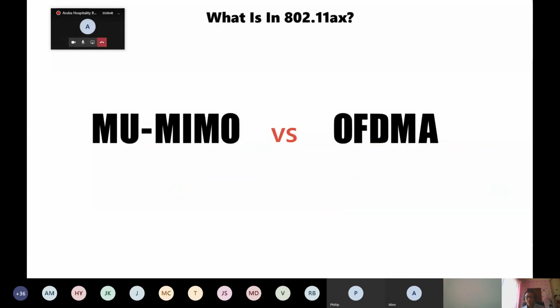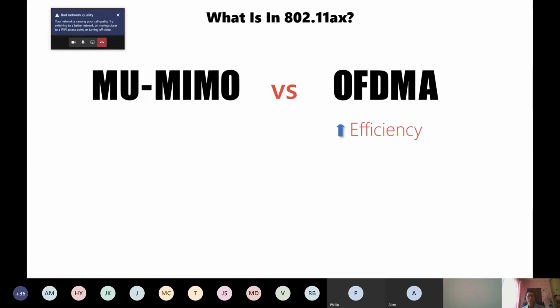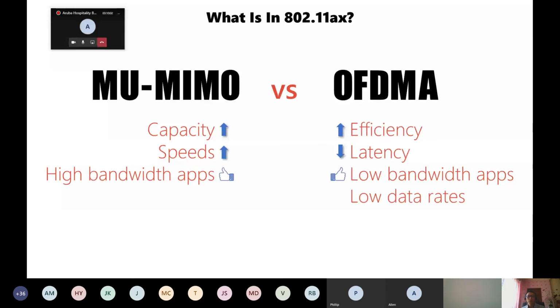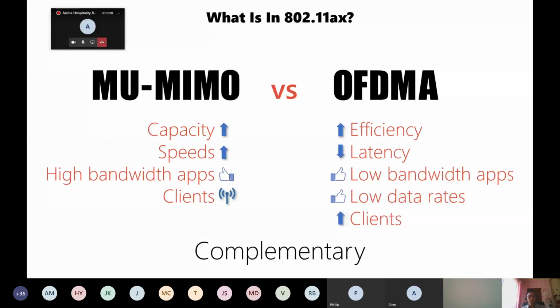So these couple of slides I will skip over. It just shows the difference between MU-MIMO and OFDMA. What are the different impacts? I will let you look through this in your own time when you get the slide deck. But the key message here is that they are complementary. They can be used together, and manufacturers will try to find ways to implement both simultaneously to maximize performance.